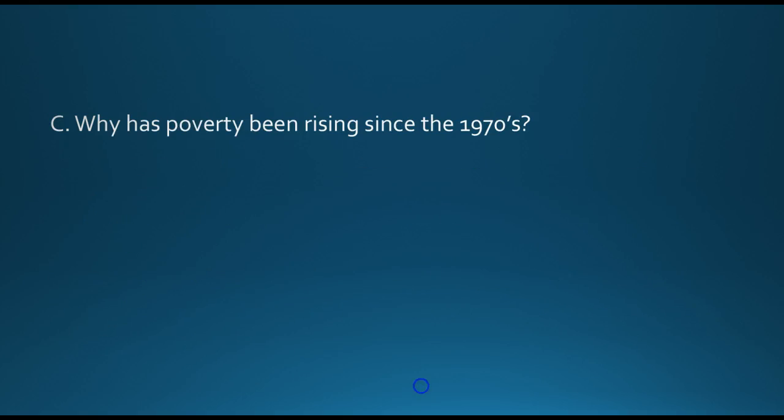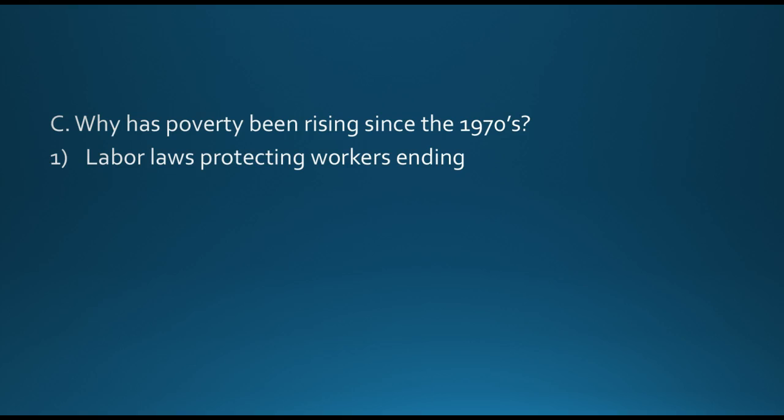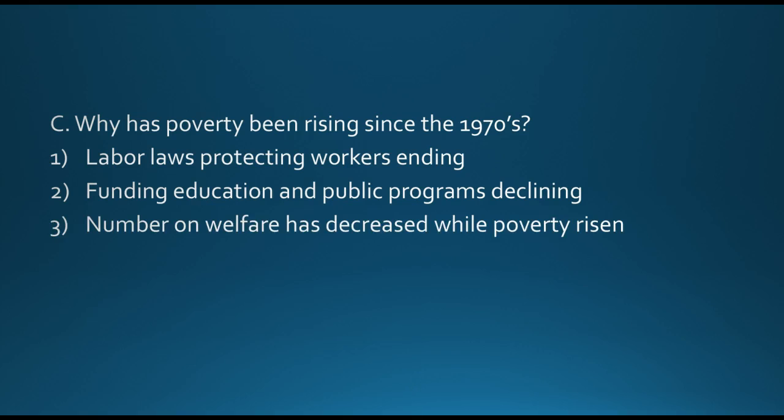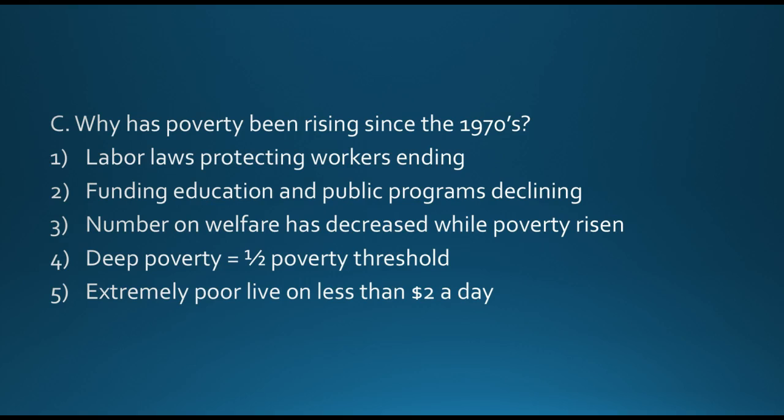The third question is, why has poverty been rising since the 1970s? And I found a number of reasons in the article: labor laws protecting the workers were ending, funding for education and public programs was declining, the number on welfare has decreased while poverty has risen, and I thought it was interesting that deep poverty equals 1/2 the poverty threshold, and the extremely poor live on less than $2 a day.